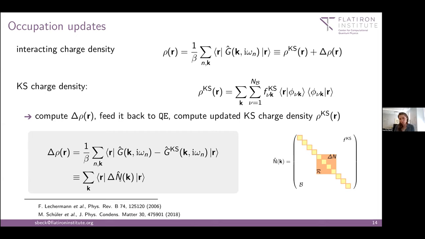These occupation updates are an off-diagonal matrix, depicted as orange here. The trace is zero because we're not actually changing the number of electrons. We're just reshuffling the contributions of the different orbitals. And then we embed this in the original Kohn-Sham occupation matrix, which is diagonal. And then we can re-diagonalize this, compute an updated charge density and updated wave functions, and then iterate the whole process.